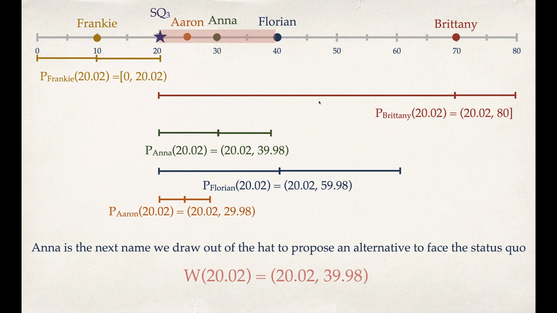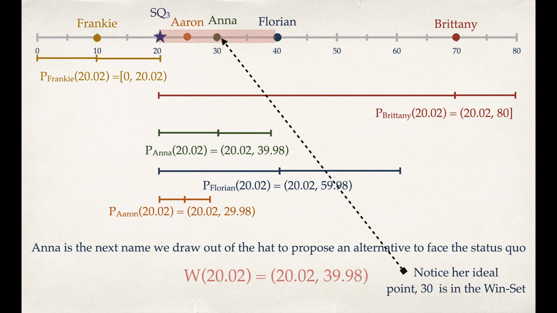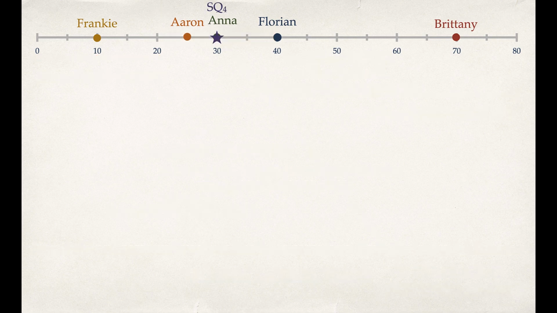All right, fingers crossed. So Anna is going to propose her ideal point. It's in the win set. It will pass. Hooray for Anna. She's going to get her ideal point. But will it hold? Will someone just propose something else that will beat it? Let's see. So Anna proposes 30 and it wins 3-2 because 3 people prefer it, 2 people don't. It passes. All right. So let's now draw everyone's preferred-to set again.